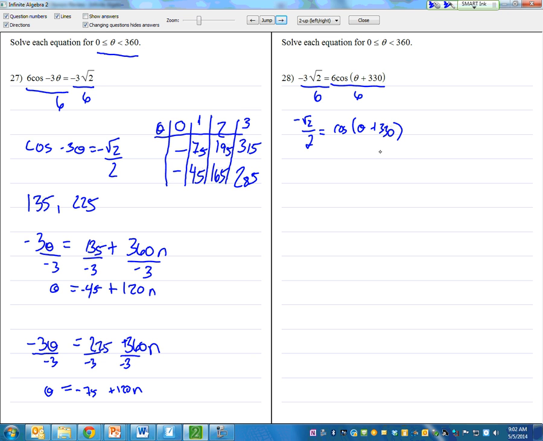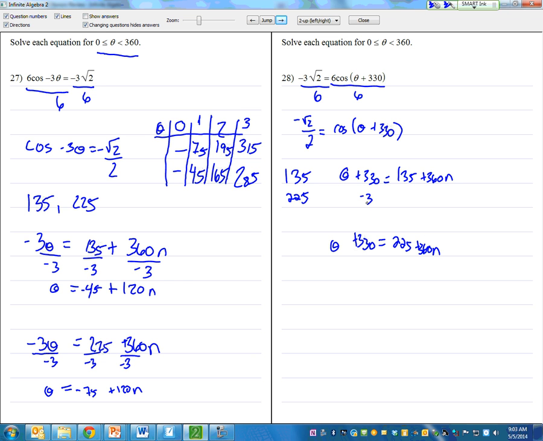Okay, looking at this, I know the values I'm looking at, negative square root of 2 over 2. Those values are just like the last one, so the values I'm looking at are 135 and 225. And so I'm going to take theta plus 330 is going to equal 135 plus 360n. And then theta plus 330 is going to equal 225 plus 360n.